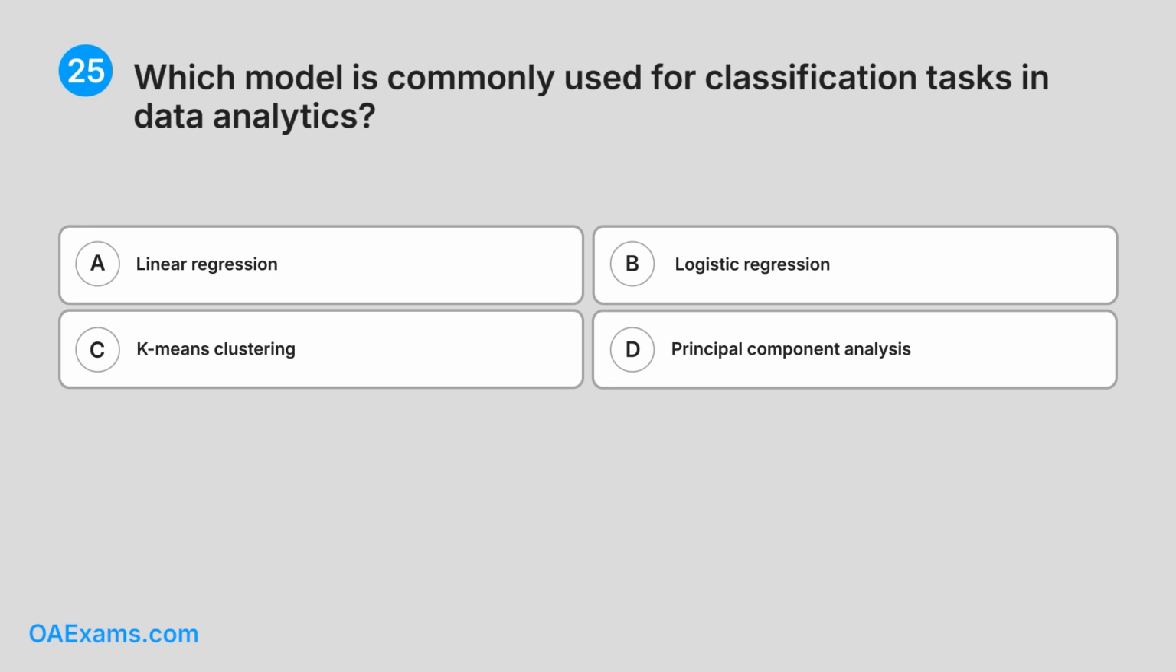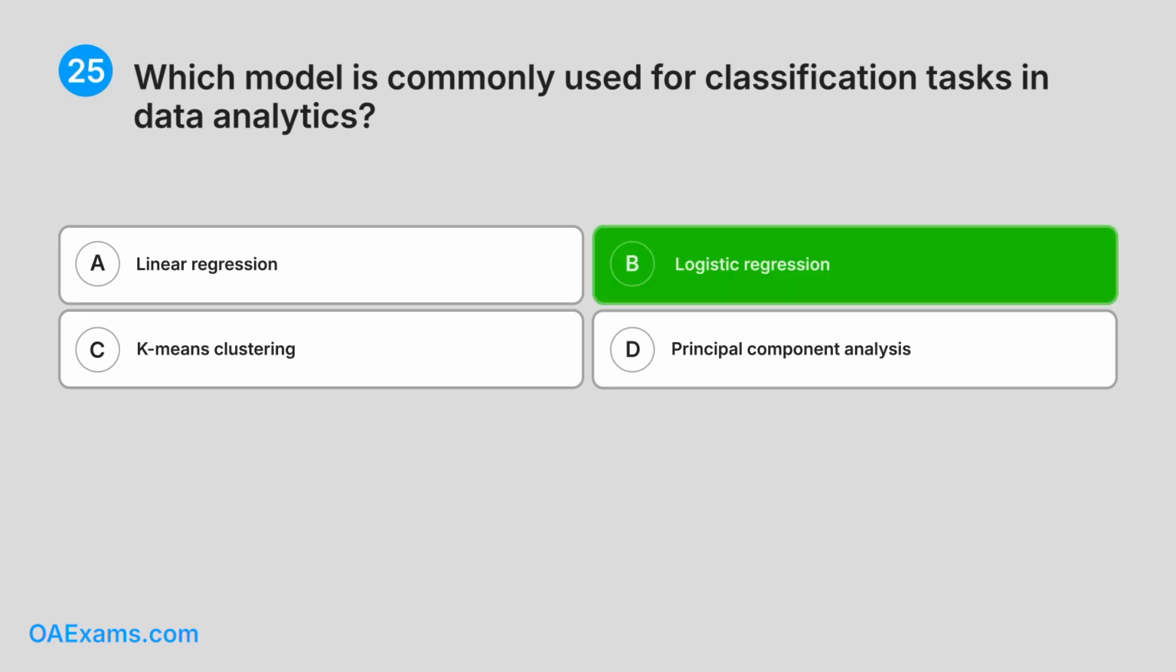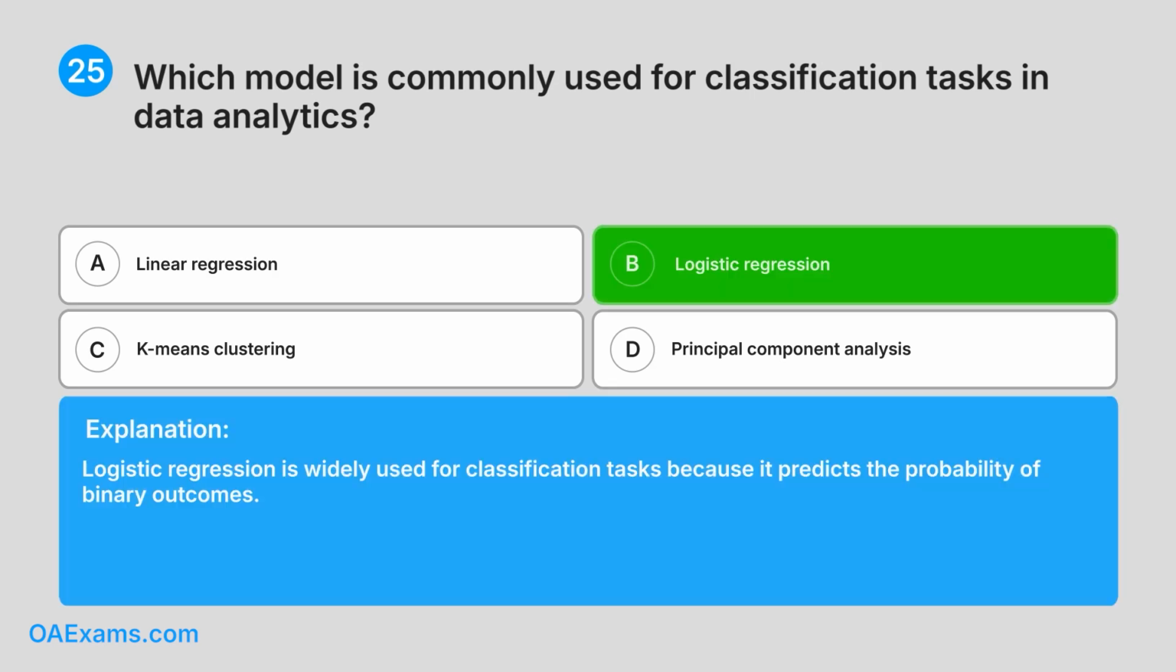Correct answer. B. Logistic regression. Explanation. Logistic regression is widely used for classification tasks because it predicts the probability of binary outcomes.